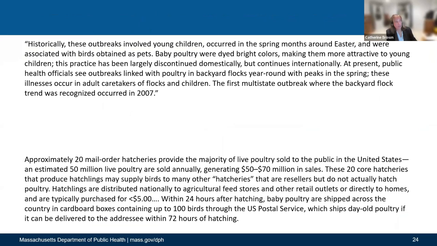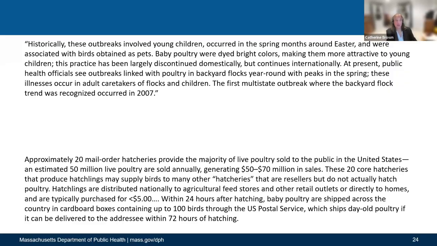And one of the comments in the paper is that historically these outbreaks really only occurred in young children. They only happened around Easter, and it was because they were dyeing those chicks those bright colors, right? And the first large outbreak that involved many states across the US where backyard flocks were recognized as the cause was in 2007. At this point, there are 20 different companies across the country that you can call and order chicks from, hatching chicks, right?